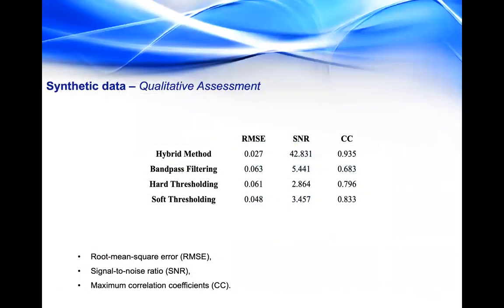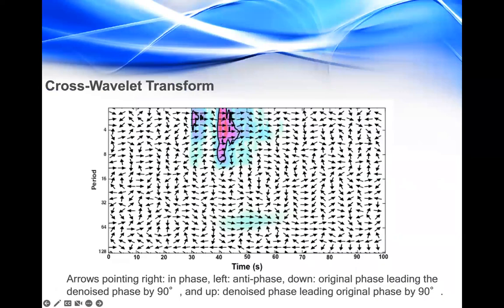The good performance of the hybrid technique can be confirmed by its lower root mean square error and its much higher signal to noise ratio and cross correlation coefficients. To measure the similarity of the time frequency structure of the signal before and after denoising, we constructed a cross wavelet transform from the wavelet coefficients of the original and denoised signal.